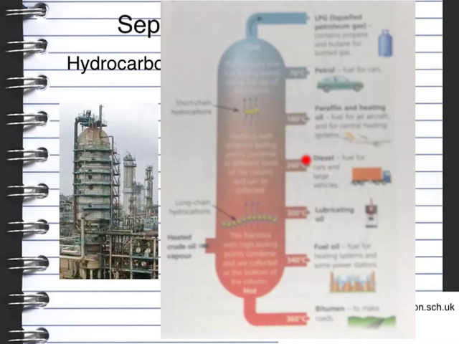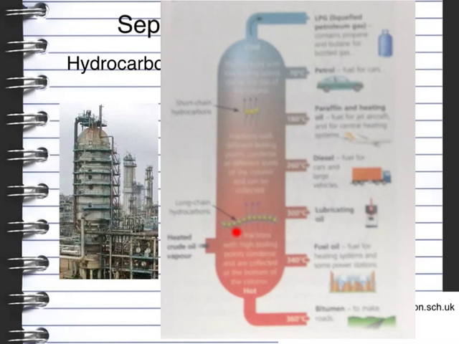Going further up here, we get diesel, which is used to power lorries and vans and so on. We then have other fuels such as paraffin and heating oils. This includes things like naphtha and kerosene, which is used for fuels for aeroplanes. Then as we get closer to the top, we have petrol, which is obviously used for powering cars, and then we have LPG, which is liquefied petroleum gas, and this is things like butane, propane that you can find in these gas canisters here.